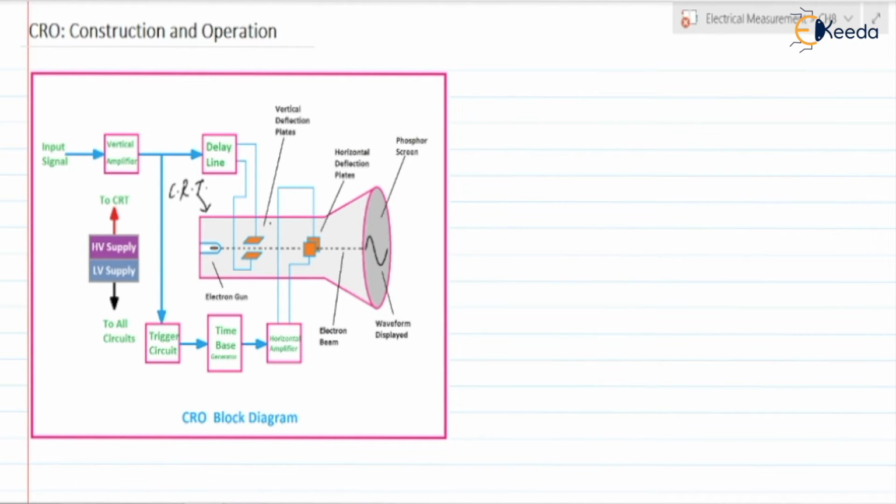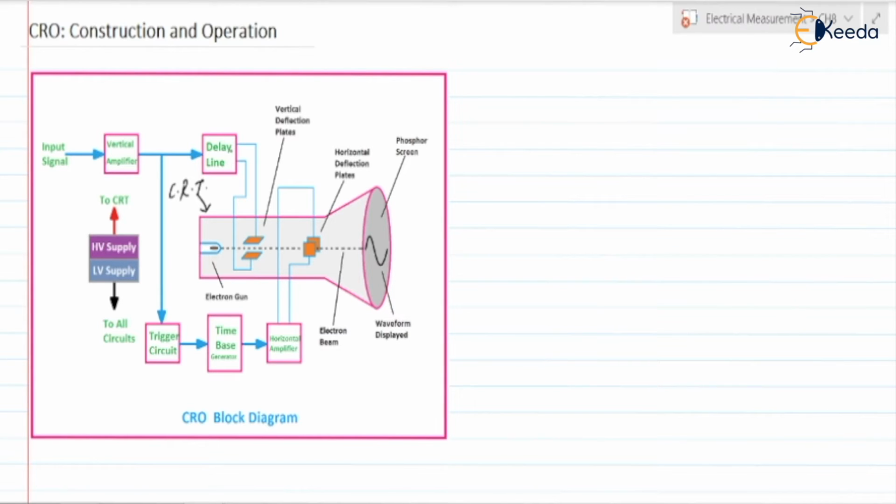Next, the signal which we are testing, or whose waveform we are interested in seeing, is applied at this terminal, that is the input signal. First of all, that signal is vertically amplified, so its amplitude will be amplified. After that, it is given to the delay line.